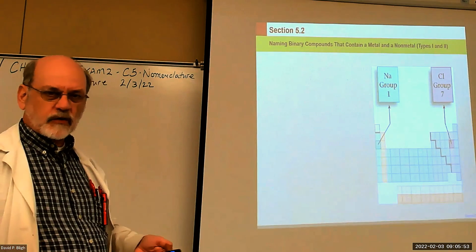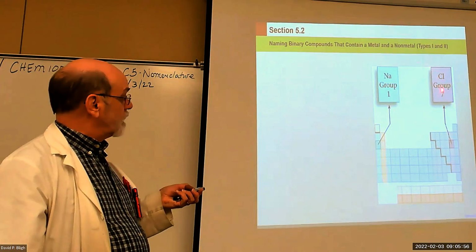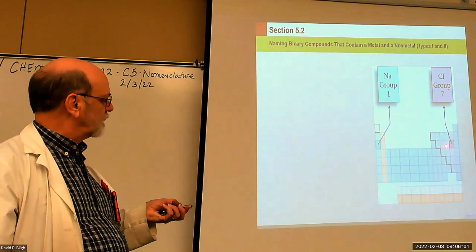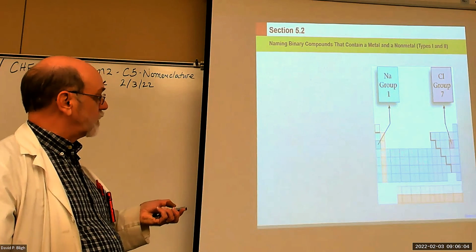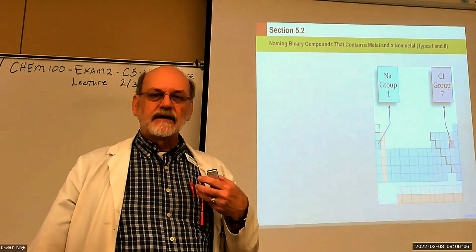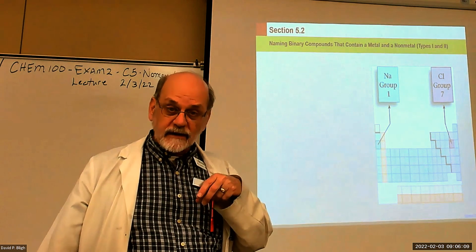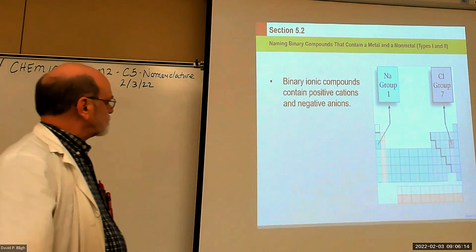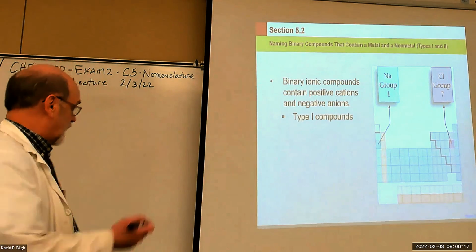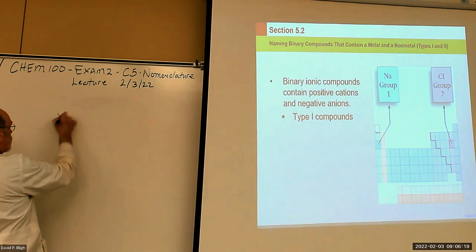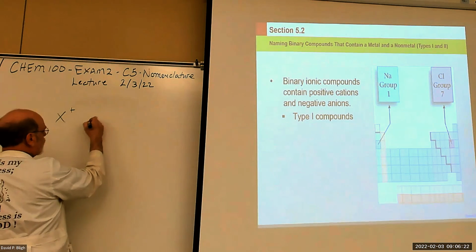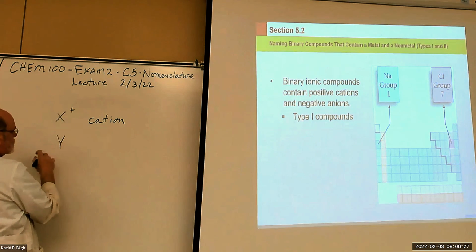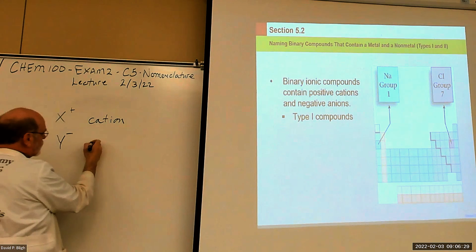So this is just a review. Here's an example of a nonmetal, chlorine, in this part of the table, and then sodium is a metal in this part of the table. When you put those two together, you have sodium and chlorine in a compound, and we call that sodium chloride. And if your ion is positive, this is review also, it'll be called a cation. And if your ion is negative, it'll be called an anion.